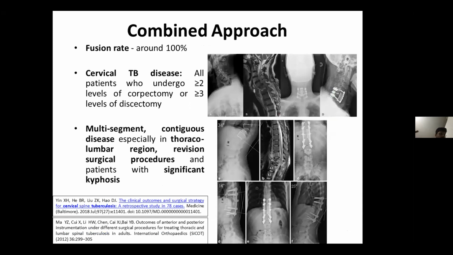The other approach is a combined approach. The literature says that when you do both an anterior and a posterior surgery, the chances of fusion are close to 100%. The typical candidate for a combined approach is when a patient has a multi-segment contiguous disease, especially at the junctional level. In patients with revision surgeries, again, this can be a better approach. And when you operate, especially in the cervical spine, in a patient with significant kyphosis, you need to reinforce it from the back. So a multi-segment disease is an ideal indication for a combined anterior posterior approach.